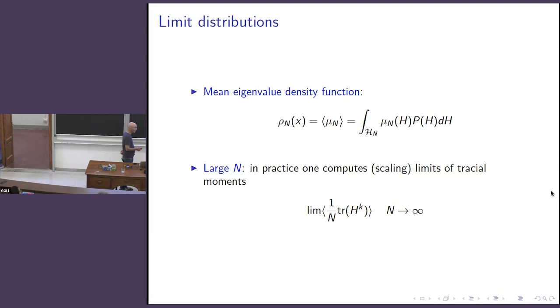For fixed k, these tend to have a limit as n goes to infinity. And they provide moments of this large n limit of the probability density function. So this is basically what we expect to observe if we take a large matrix and study its eigenvalues numerically: you get some distribution which is predicted by these moments. And if you are very lucky, you can reconstruct even the measure through these moments, but that's very rare.